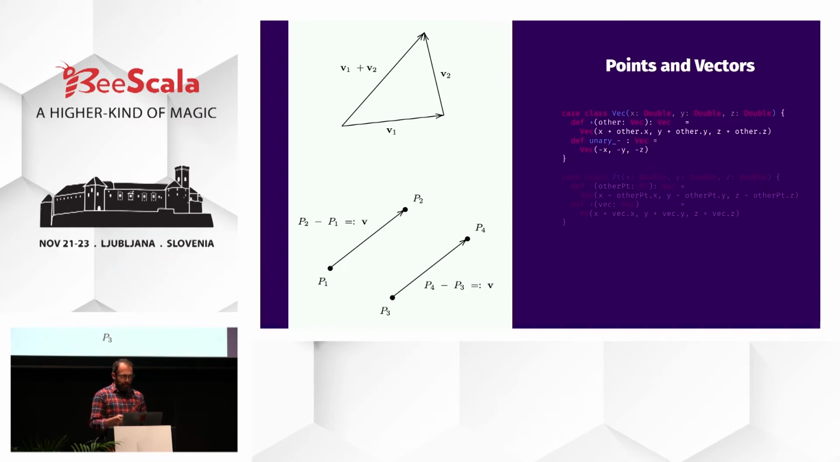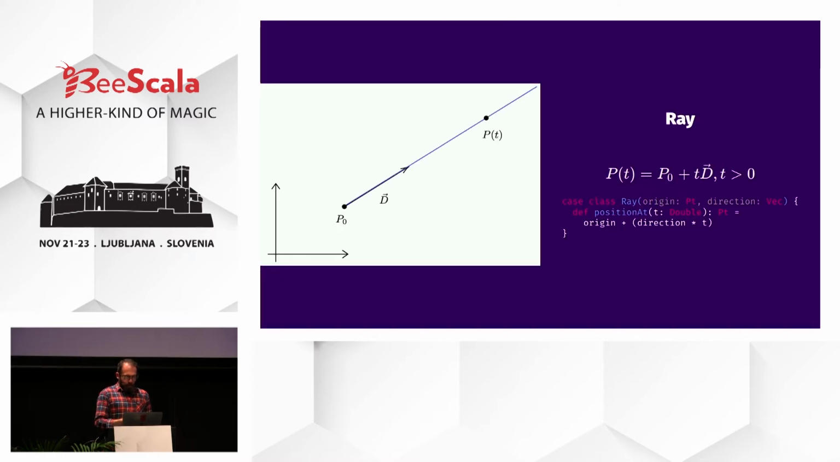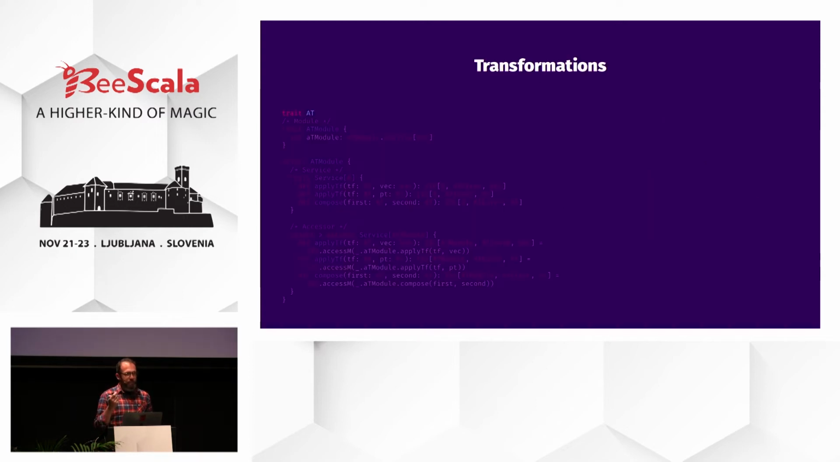It's natural to define vectors and points through case classes and provide them with the basic operations that we learn in high school. And we can also start using ZIO test features to property-based test the fact that, for example, vectors form a group and vectors and points form what is called an affine space. So the space of applied vectors in given points. And the equation that we saw before that defines the ray can be translated one-to-one in code very easily, as we see here. The next thing is transformation.